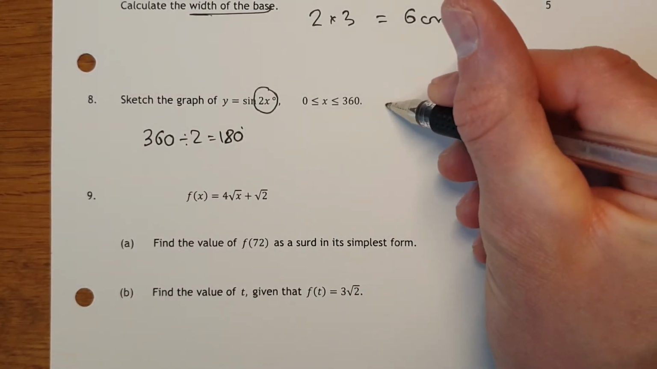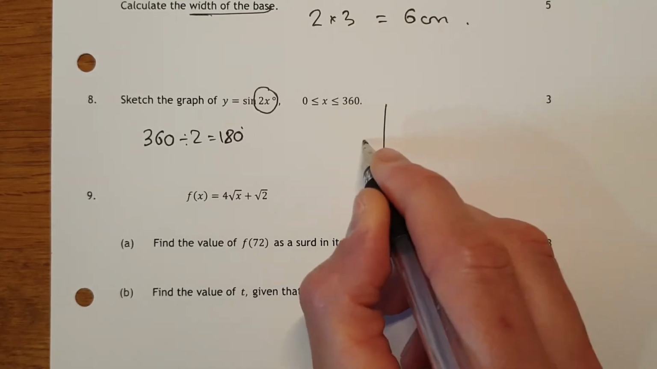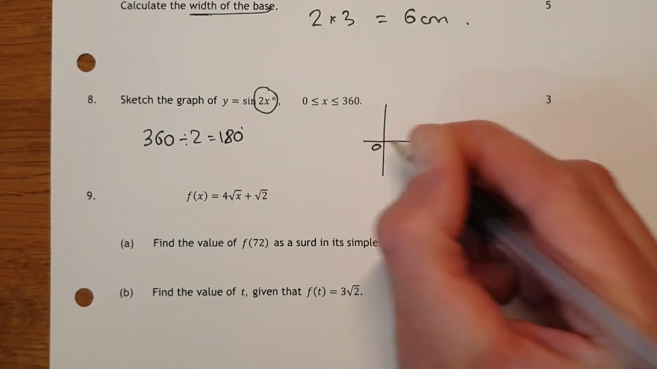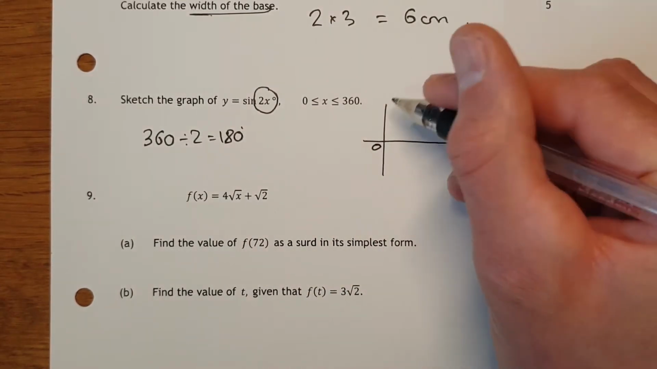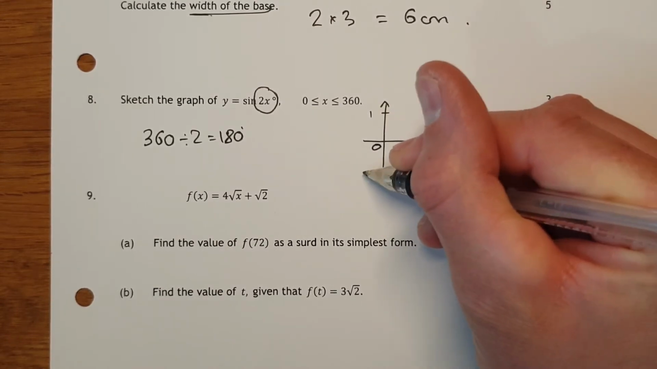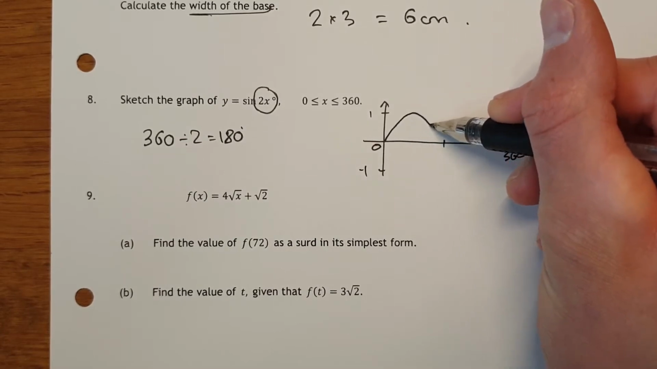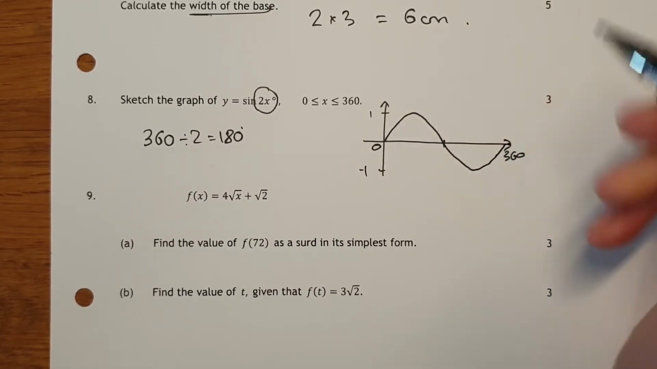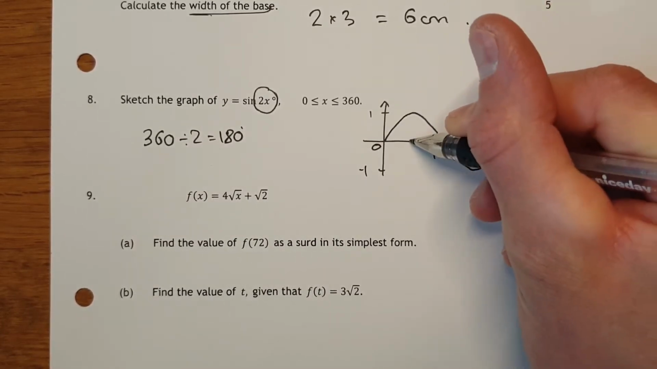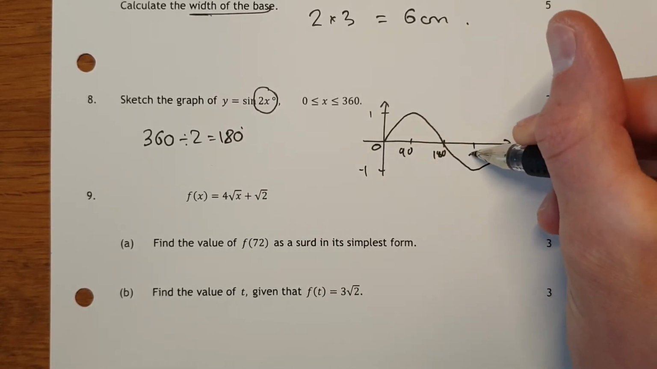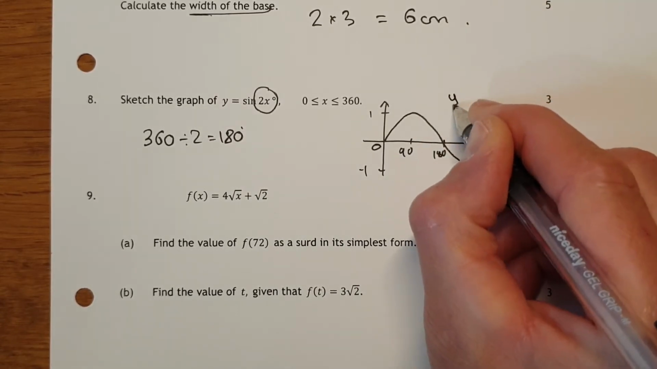So normally, when you've just got a sine graph y equals sine x, you go from 0 to 360. You'd have a maximum value of 1, minimum of -1, and your graph is going to go up, down, and then like so. That's 180 there, that's 90, that's 270. So that's just your graph of y equals sine x.